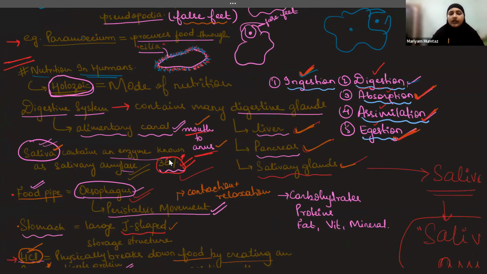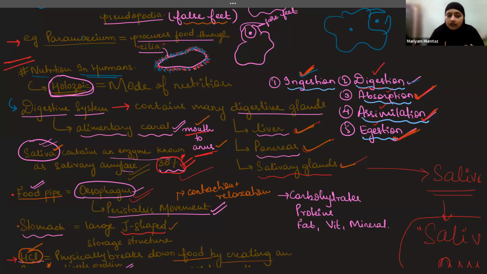Moving forward, now see, we humans have been blessed with a digestive system. We have a very proper digestive system in our body, which contains multiple digestive glands, and the alimentary canal. Now, what is the alimentary canal? The alimentary canal is the canal which starts from the mouth and ends at the anus. That is the alimentary canal of human beings.